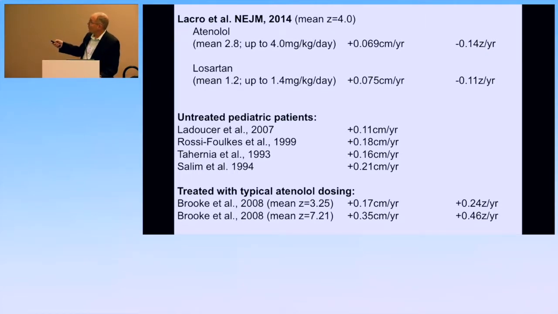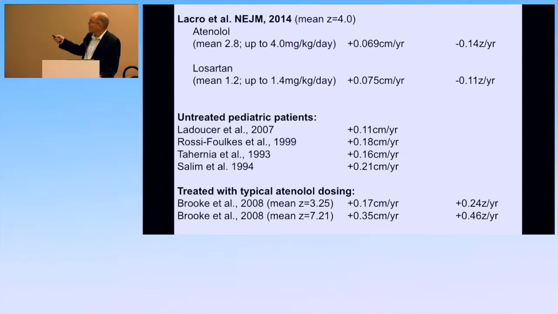Atenolol was used at very high dosing, a mean dose of about 3 milligrams per kilo per day and up to 4 milligrams per kilo per day. So about 1.5 to 2 times the FDA-approved level of use for the treatment of hypertension, whereas losartan was capped and the mean dose was slightly below the FDA-approved antihypertensive dose.